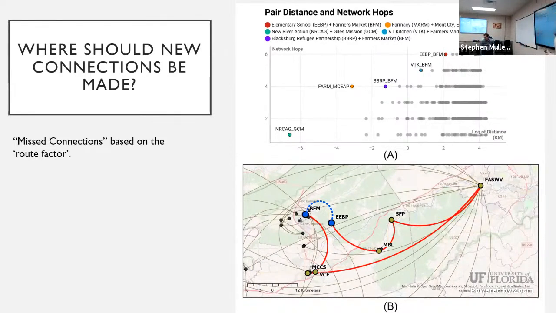And then we had a couple of other strategic connections, a mission and a New River Action Network. And then we have a refugee partnership and the farmers market as well. The farmers market actually showed up as being disconnected from a number of areas that were right around them. So one policy implication here is you might want to go to the farmers market and say, hey, there's places nearby that could use your extra food at the end of the farmers market and distribute it.